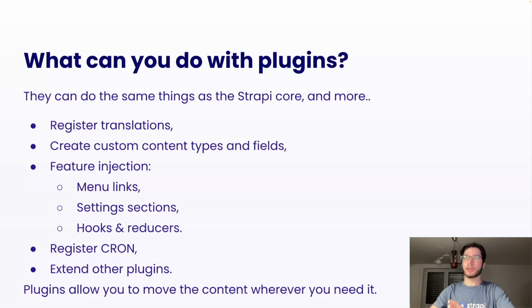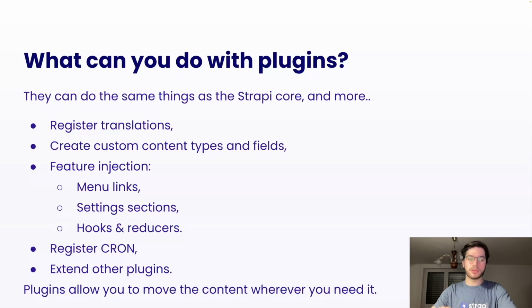If you are creating a page builder application, basically you are able to render these fields as you would render them on the front end, which is going to give your users more preview of what the final product is going to look like. You can use the feature injection. So this means that you can create new buttons inside the interface. You can create new menu links. You can create new sections in settings.